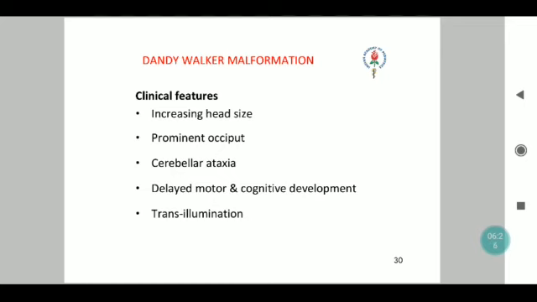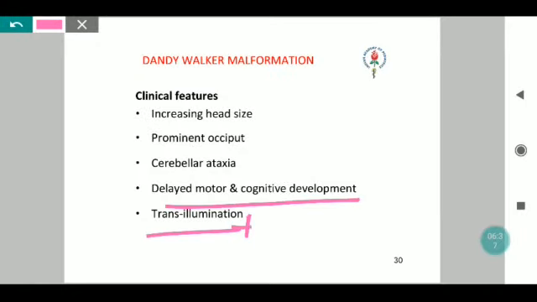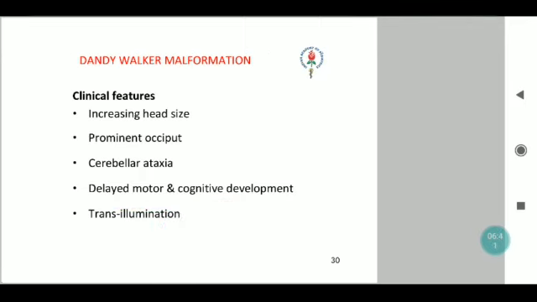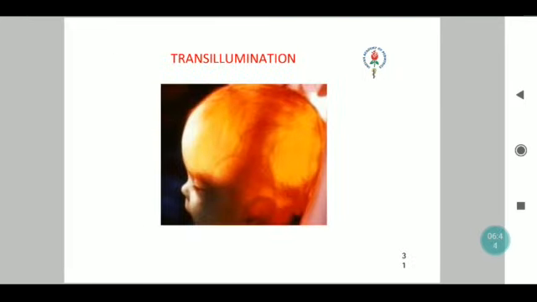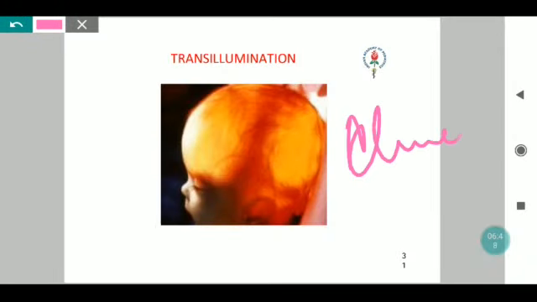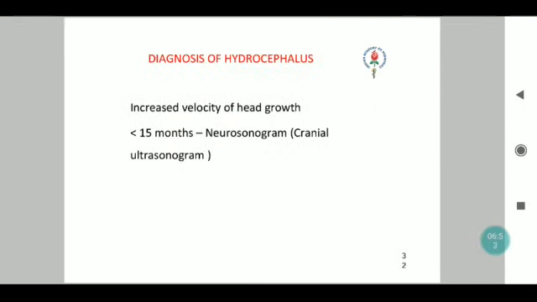If you consider the clinical features, it's associated with an increase in the head size with a prominent occiput, associated with cerebellar ataxia along with a complete motor and cognitive delay. But an important clinical sign is that transillumination is positive. So if you shine a light at one end, it results in the light transmitting throughout. And this transillumination test is a confirmative way to clinically diagnose the condition of hydrocephalus.